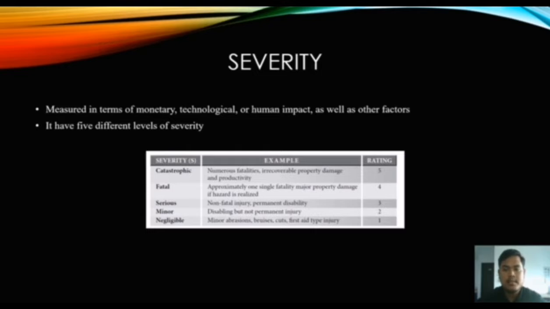The rating is 3. Okay, 4 is minor. For the example, it is disabling but no permanent injury. The rating is 3. And lastly is negligible. For the example, it is minor abrasion, bruise, cuts, first aid type injury, and the rating is 1.